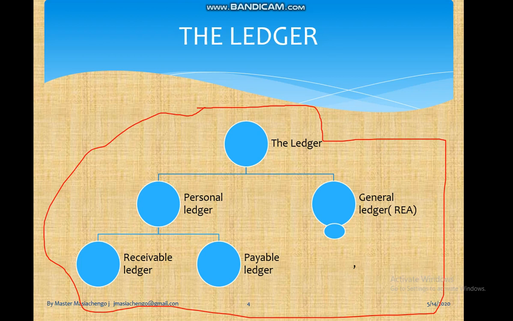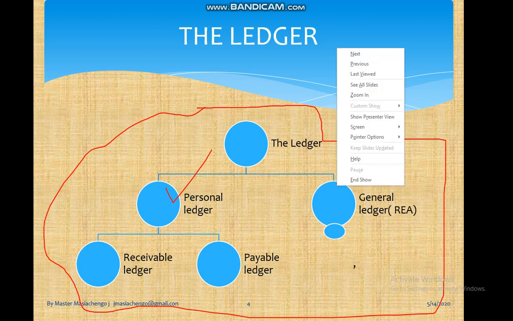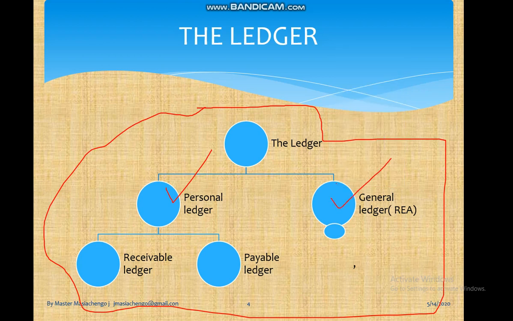In the ledger you will find the personal section, the general section, and also the private section. So we have got the private ledger here. Let me write it for you. Private ledger. We agreed the ledger is divided into 3 parts.